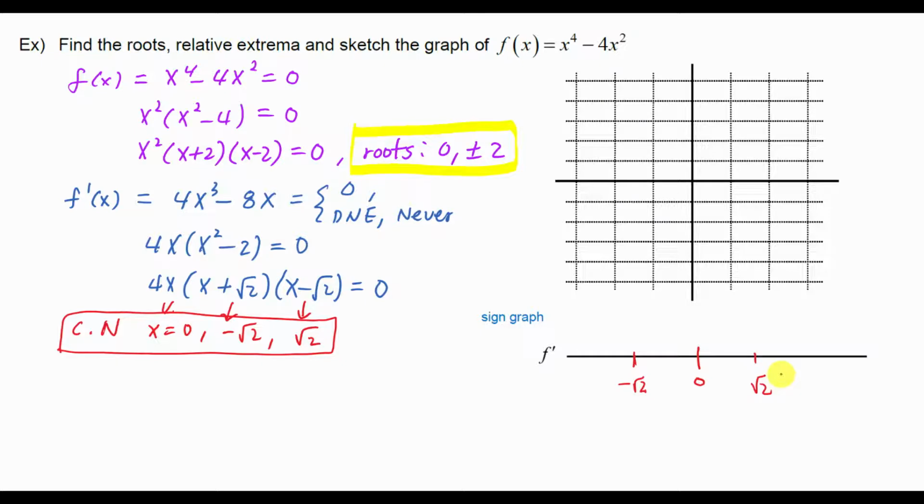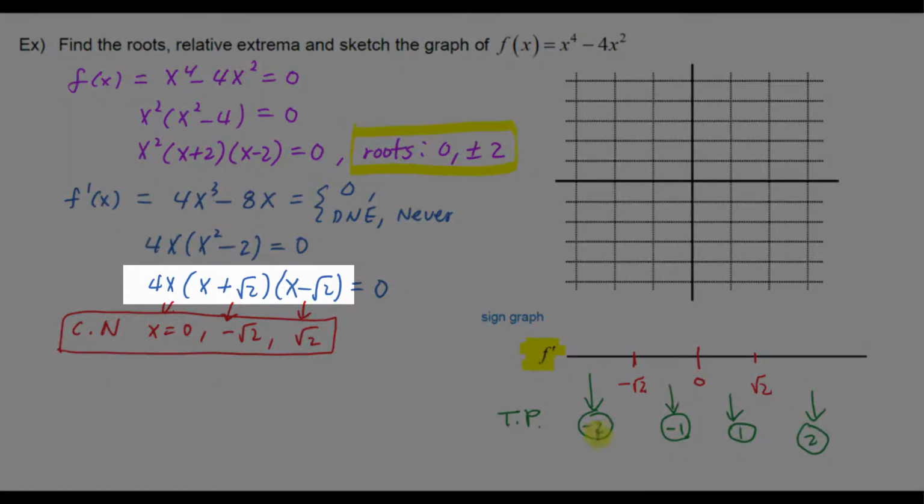So let's find the f prime sign. Let me pick a test point. What is a good test point that is smaller than negative 1.414? I'll choose negative 2. And then any number between negative 1.414 and 0, that will be negative 1. In this interval, I'm going to choose positive 1. In this interval, I'm going to choose positive 2. And remember, I'm testing the f prime sign.